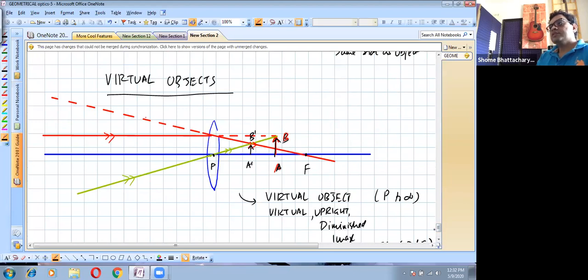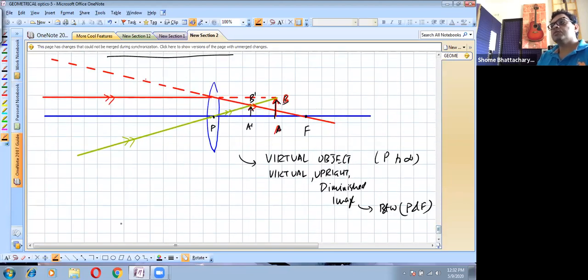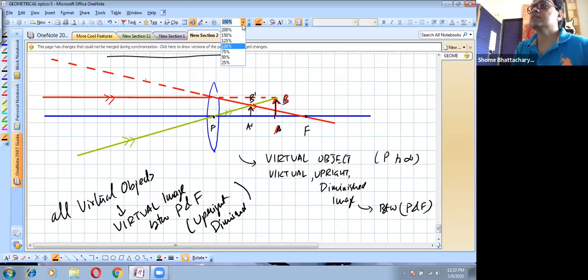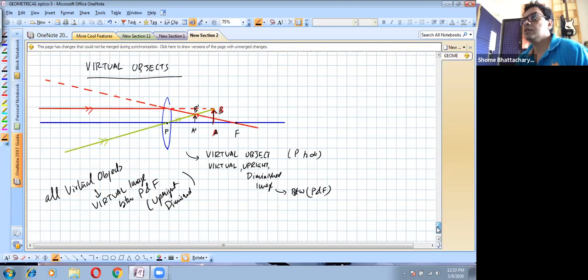So for the case of virtual objects for converging lenses, remember there's only one case possible. All virtual objects will give virtual image between pole and focal point, and that will be upright and diminished only. Nothing else is possible. This is a very important part of the analysis of convex lenses, which is not there in standard textbooks, but if you keep this part of your analysis, then when you are doing questions where multiple events are happening in geometrical optics and one of the events involves a virtual object for some kind of lens or mirror, then that question is that much easier to handle for you.